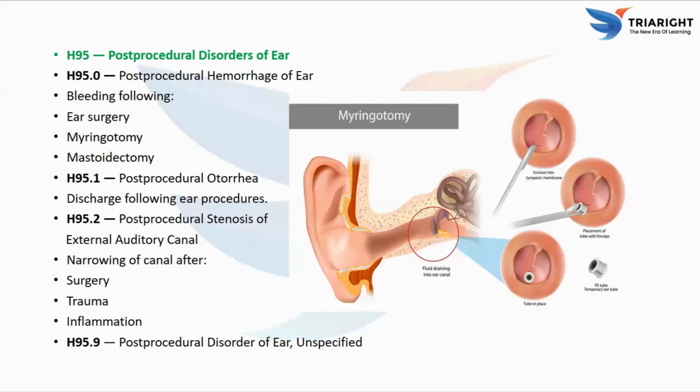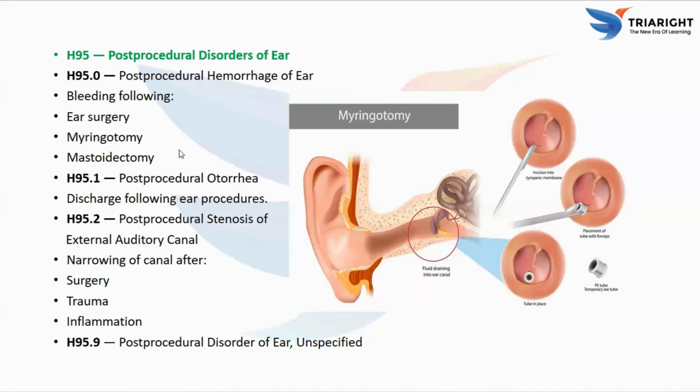So what do you mean by myringotomy? This is a surgical procedure involving a small incision in the eardrum. You can clearly see a picture of this myringotomy over here. There is fluid draining into the ear canal, and then there is an incision into the tympanic membrane. Placement of a tube with forceps. So there is a PE tube, which is a temporary ear tube. So this is how the myringotomy is done.